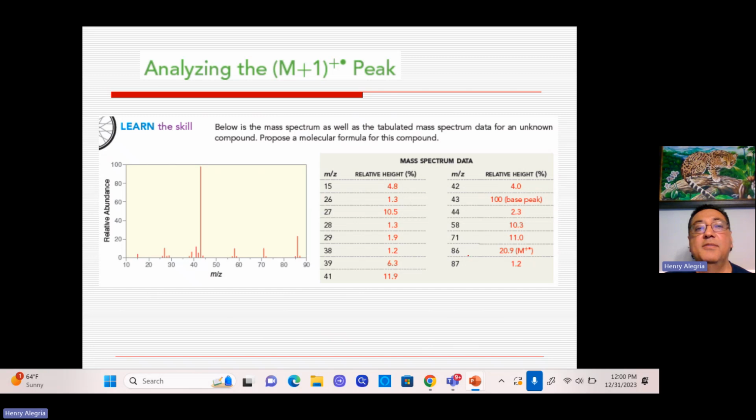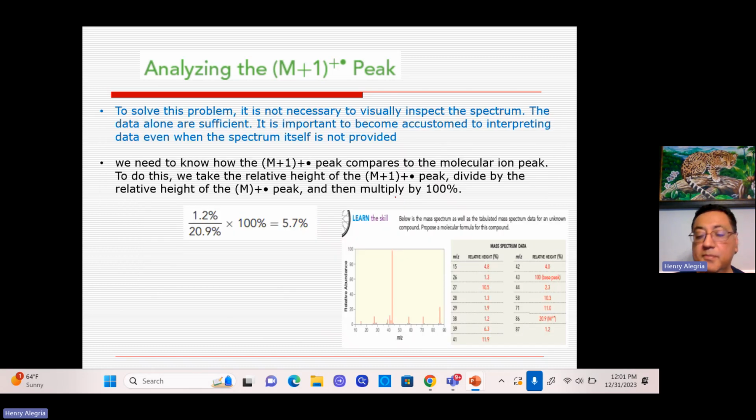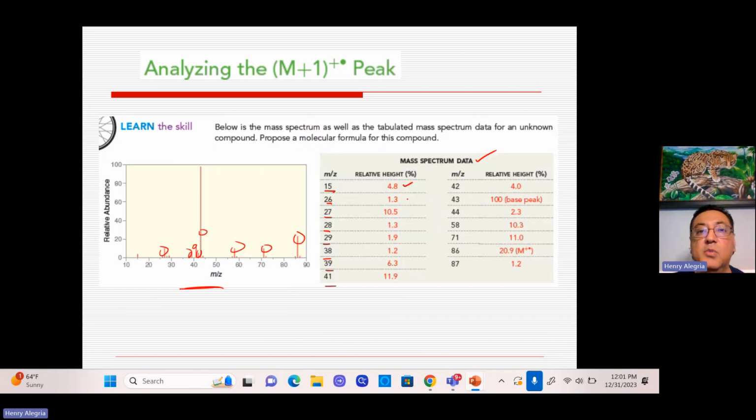So if we have a mass spectrum, and a mass spectrum here is what it is on the left, modern instruments will also give out a readout such as this. In other words, for every peak that you see, a peak here, a peak there, all of these peaks, it gives me their mass or mass-to-charge ratio. So 1 at 15, 1 at 26, 27, 28, 29, 38, 39, 41, and so on. And it gives me the relative height of each one. At 15, it's 4.8%. At 26 it's 1.3%. At 27 it's 10.5%, and so on.